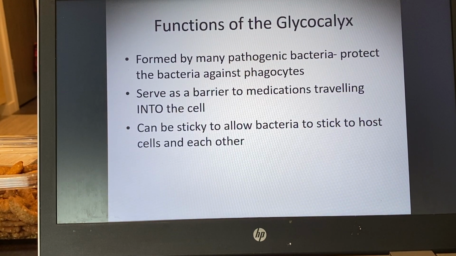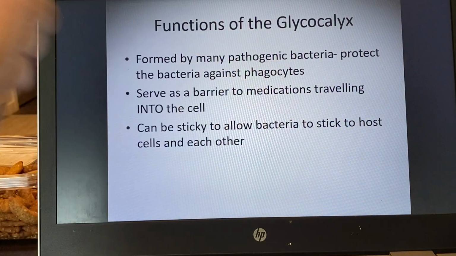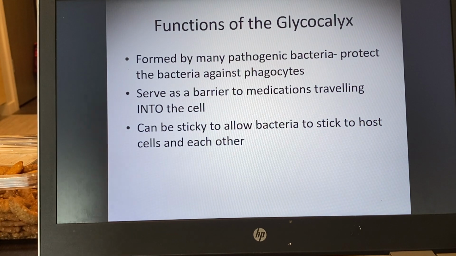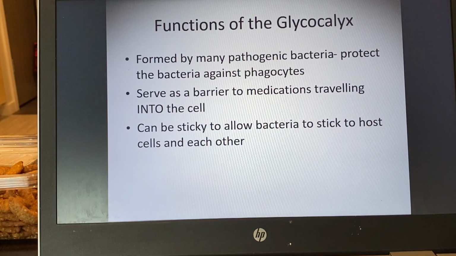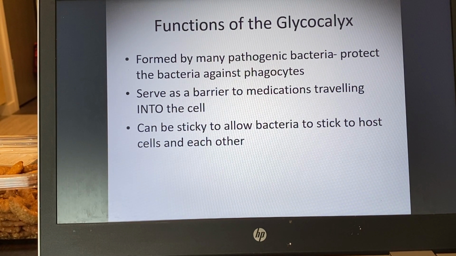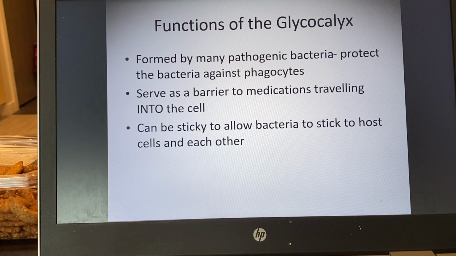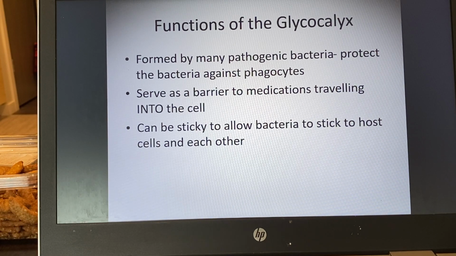Okay, so functions of the capsule slash glycocalyx slash slime layer. Remember, the thicker that layer, the more pathogenic, or the more virulent, the bacteria tends to be, meaning the ability to cause disease. It also, because that layer tends to look kind of lipidy, which is what your cell membranes are made up of, actually allows the bacteria to kind of fool your immune system into thinking, hey, this is one of our own cells, because it looks kind of like our cells.